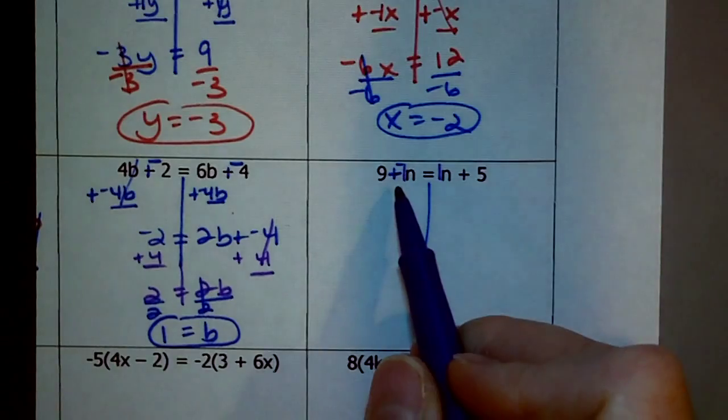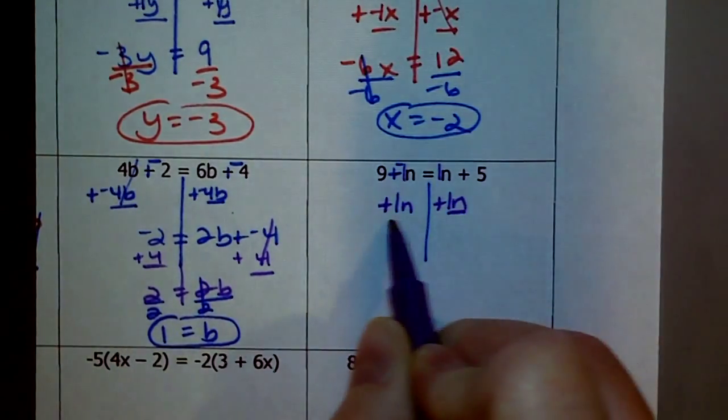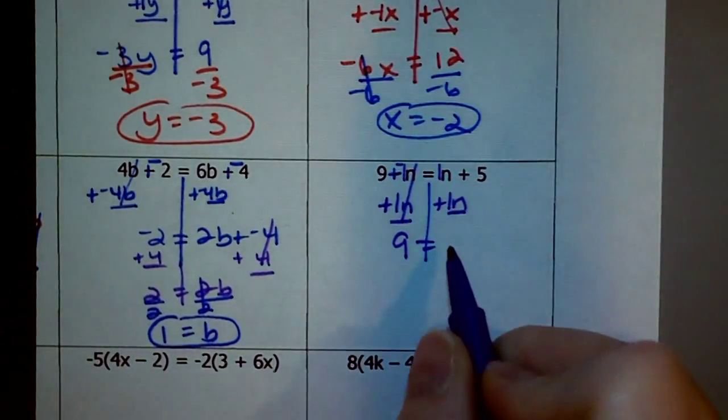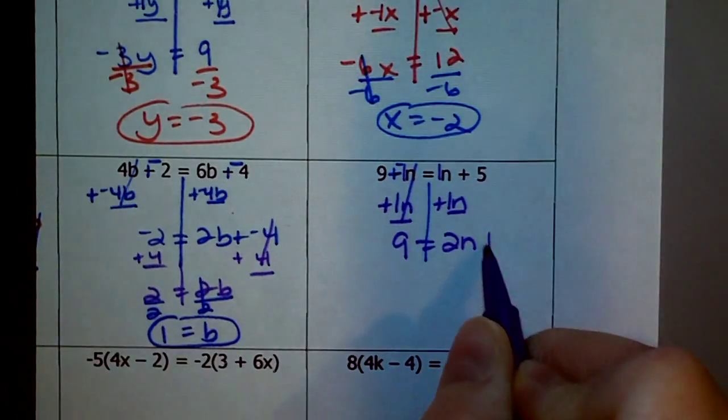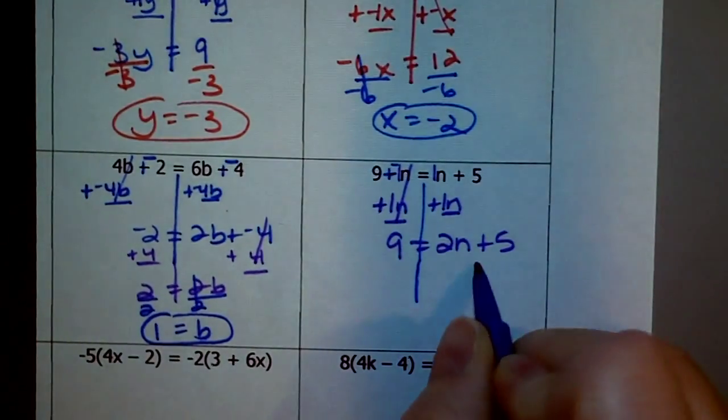I'm going to get rid of this negative 1n. I do that by adding a positive 1n. Those are gone. There's my 9. 1n plus 1n. Yep, that's 2n. Plus 5. There's our 2-step. We are at the home free point. Yay! Right, get rid of that 5.